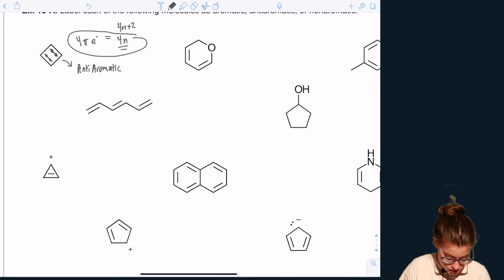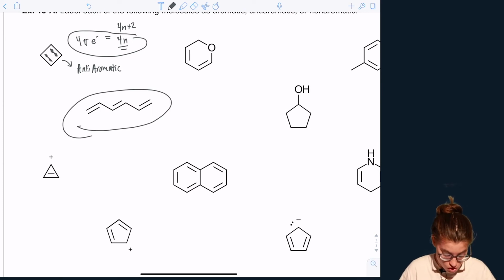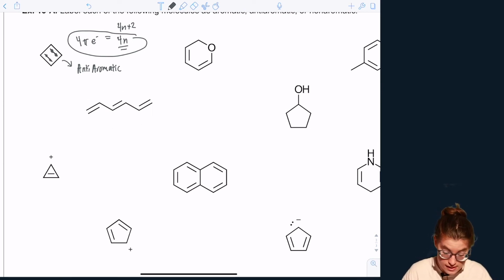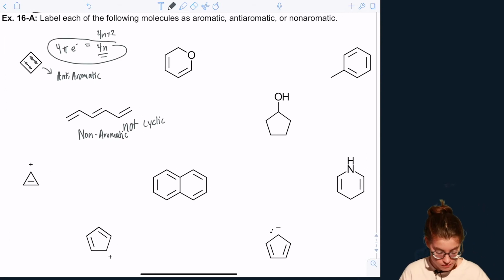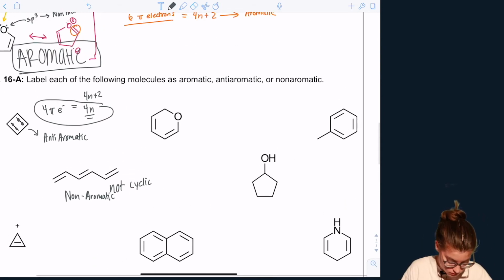All right, let's look at this molecule down here. So, number 1, is it cyclic? No, it's not cyclic. So automatically, this molecule is non-aromatic. Well, that was pretty easy. Okay, cool. Let's look at this one up here.